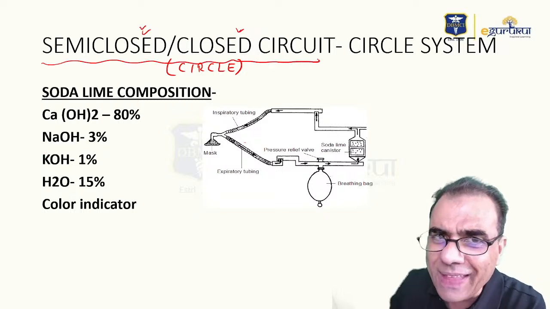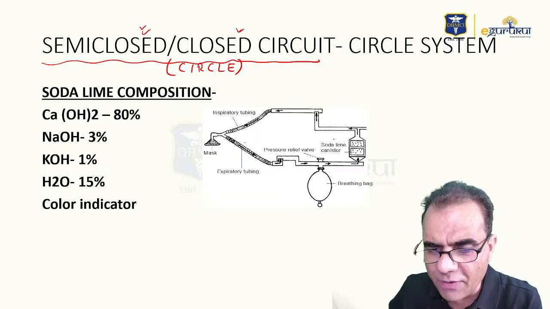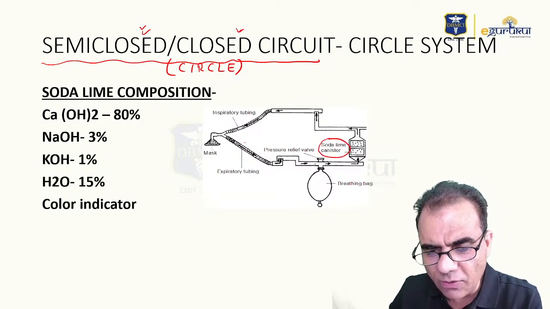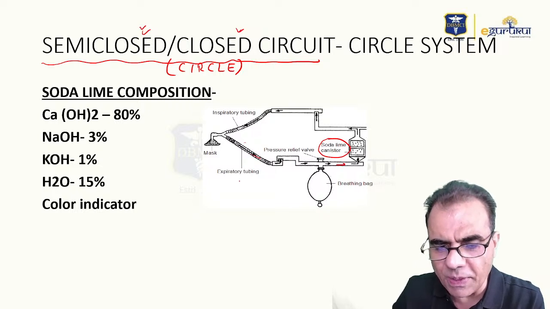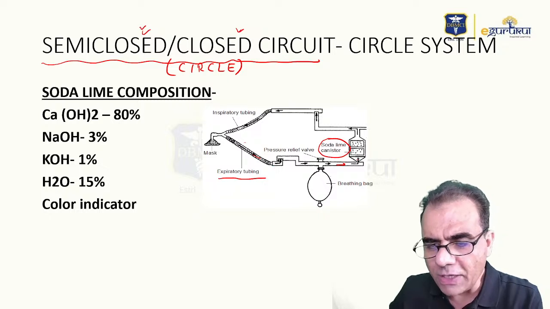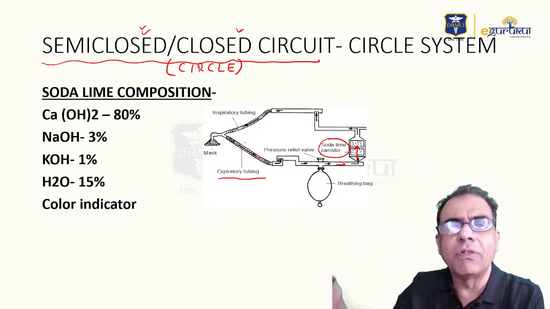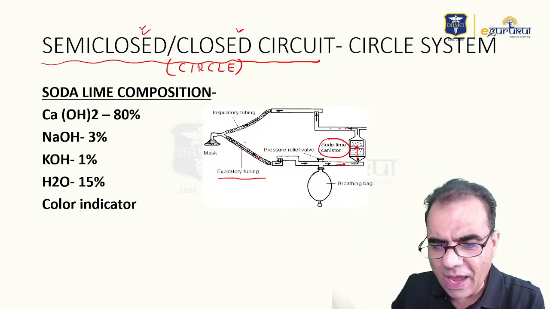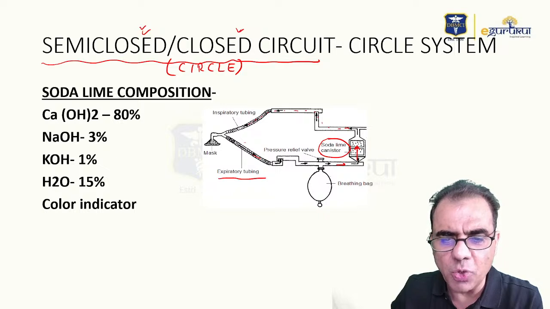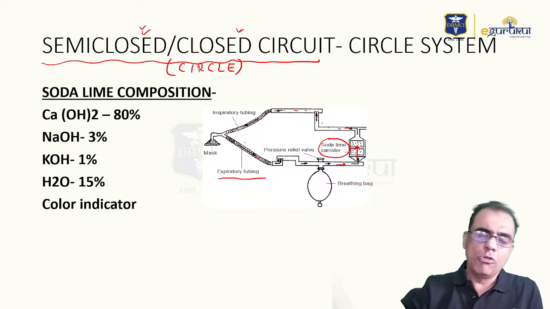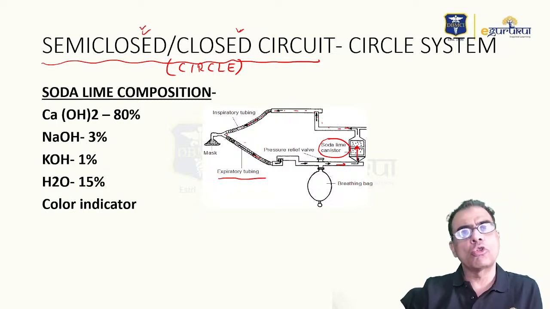And why are they not able to vent out? Because we have soda lime. The expiratory gases of the patient will pass through the canister. So what does this canister contain? Soda lime. And what will this soda lime do? It will absorb carbon dioxide, and the same gases can be reused. So gases are not venting out into the atmosphere, so they are called semi-closed or closed circuits.